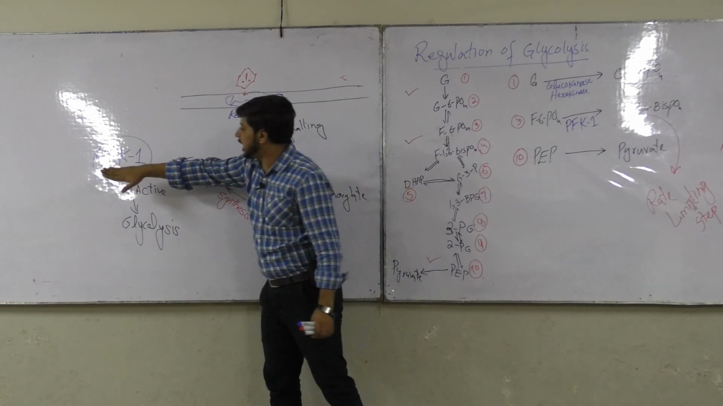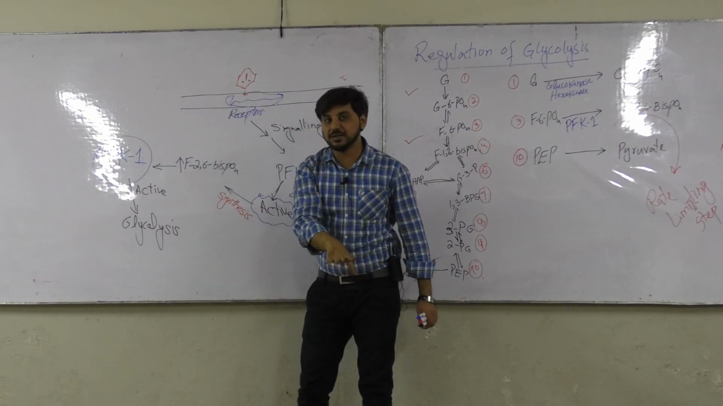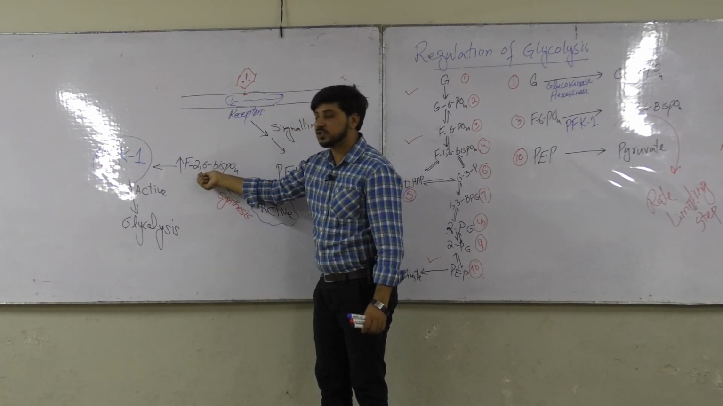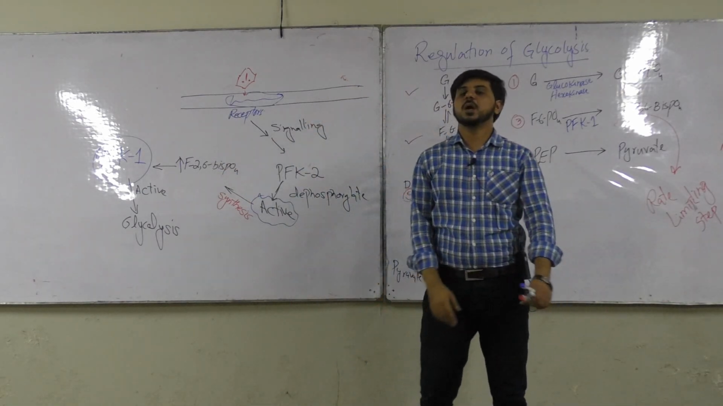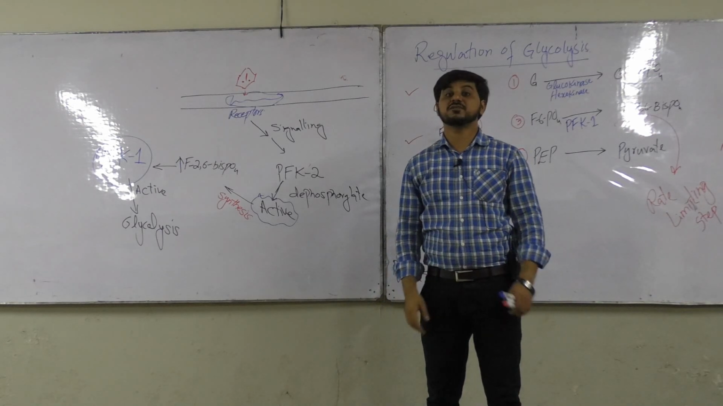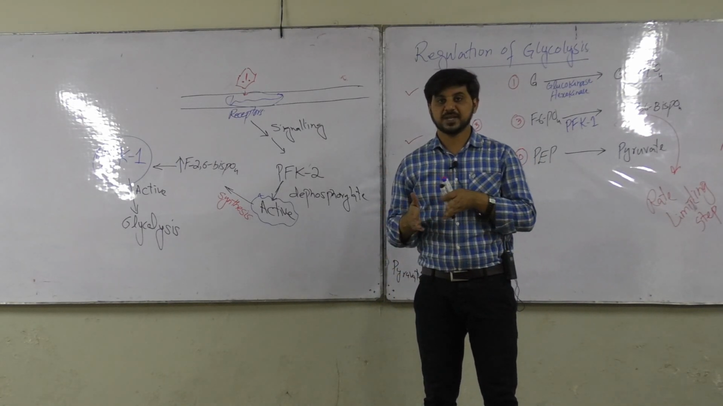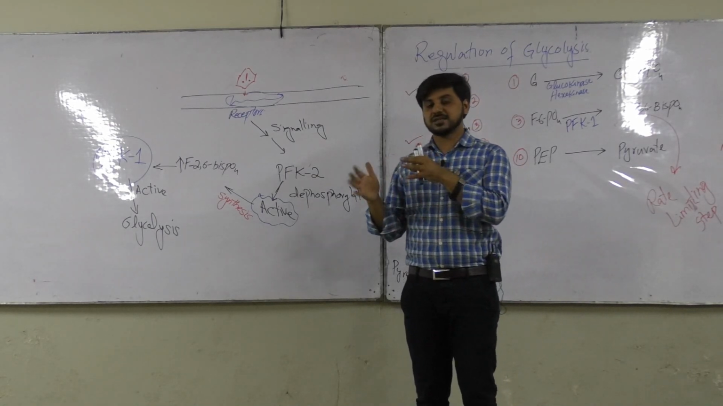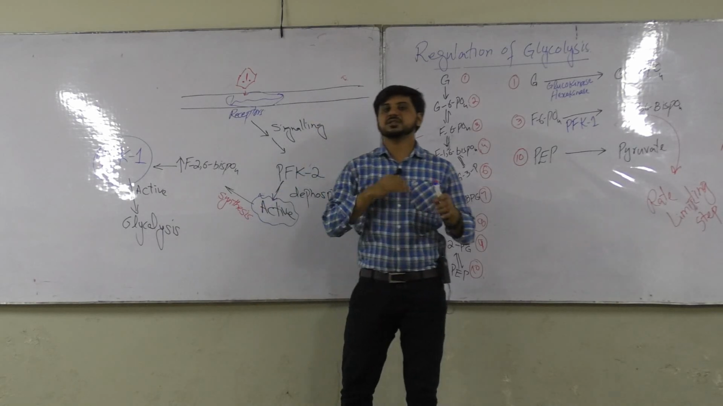And this enzyme will become inactive, and those dropped levels of fructose 2,6-bisphosphate will activate another enzyme, which is fructose 1,6-bisphosphatase, and this is the enzyme of gluconeogenesis. And as a result of this cascade of activation and inactivation, there will be no glycolysis.